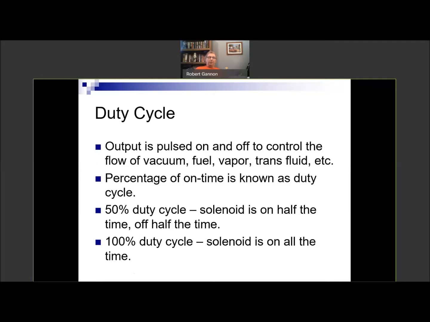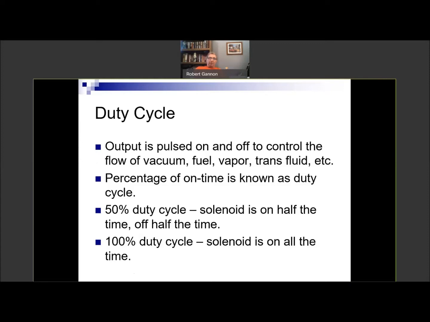Think of it this way. If we had 1 gallon and we had a solenoid that flowed 1 gallon per hour, if we turn that solenoid on for 30 minutes and then off for 30 minutes, half of that gallon would flow through it. That would be a 50% duty cycle.